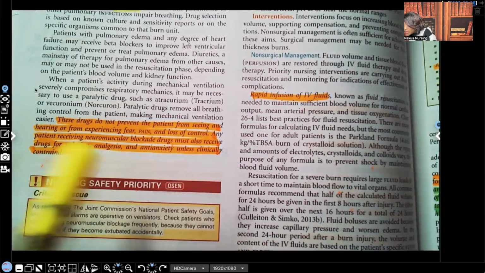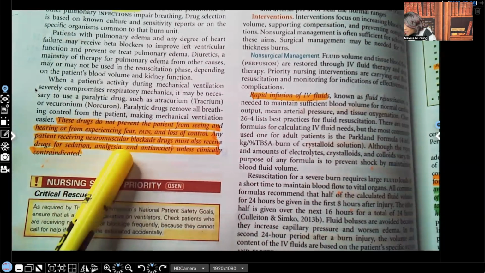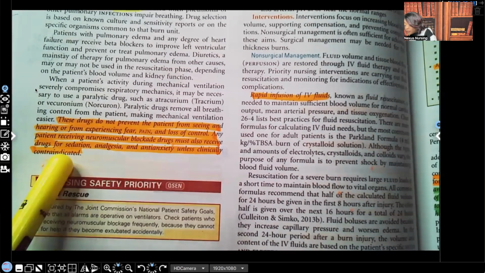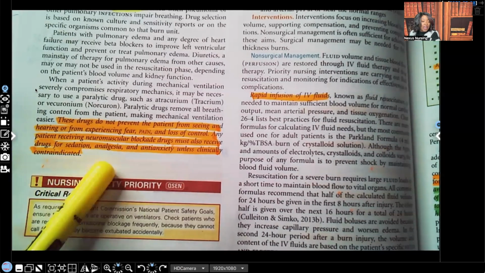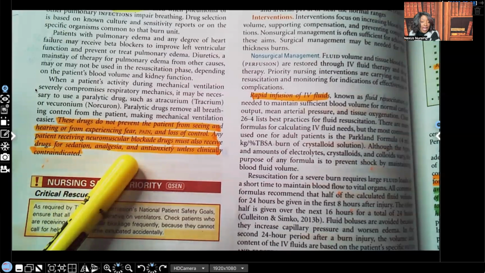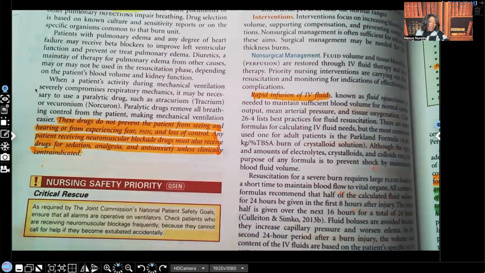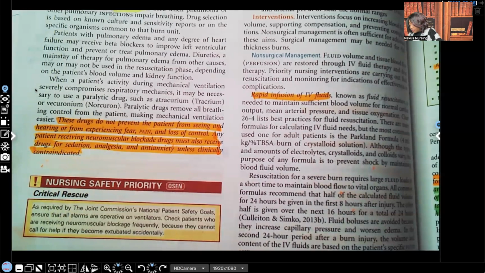Any patients receiving neuromuscular blockade drugs must also receive drugs for sedation, analgesia, and anti-anxiety unless it's clinically contraindicated. Because of course they're going to be severely anxious and fearful, and they're going to feel pain. So that's important to know.